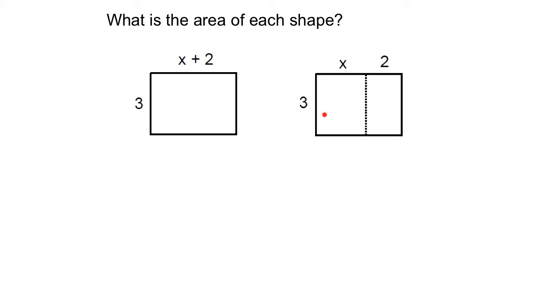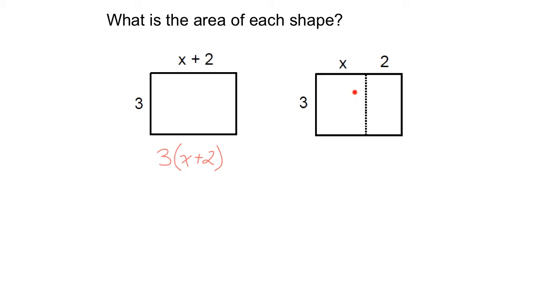These are the exact same rectangle, but I'm going to find the area of the whole shape in two different ways. So first, you need to remember how to calculate the area of a rectangle. Well, it's length times width. So if I look at this rectangle, the length is x plus 2, the width is 3. So if I multiply those together, I get the area is 3 times x plus 2, the width times the length.